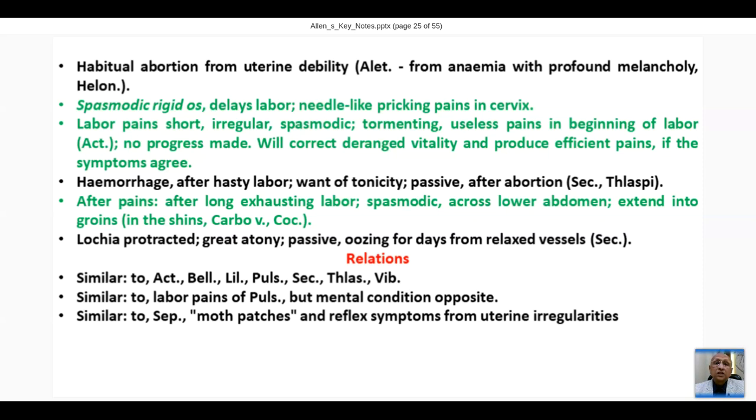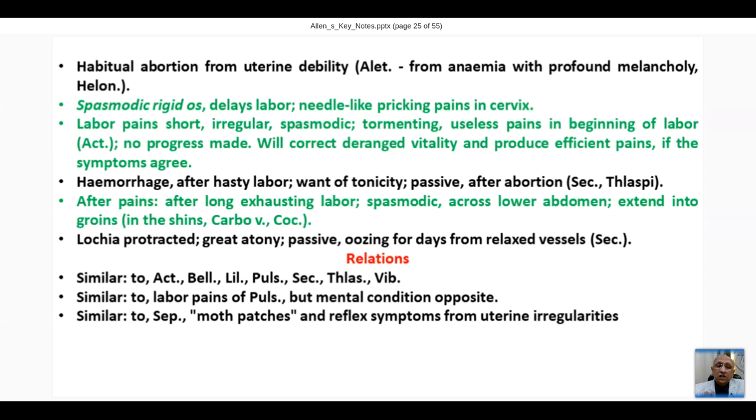Pulsatilla in high potency 10M, because Kent has mentioned that Pulsatilla in 10M potency stimulates the contraction. In his lesser writings, he has mentioned it. So I keep Pulsatilla if the pains are not strong. This is one remedy where false labor pains are there and the delivery process is long. It is delayed. And if the os is tight, so spasmodic rigid os.